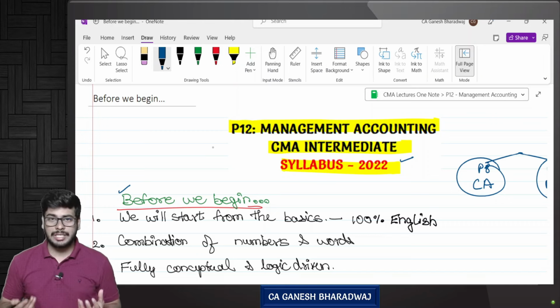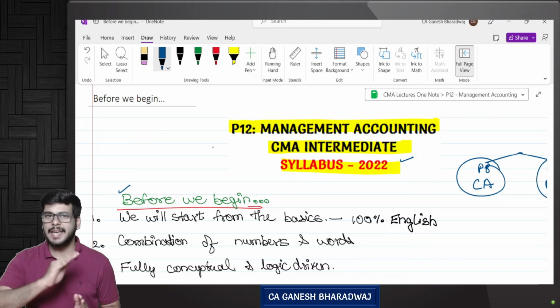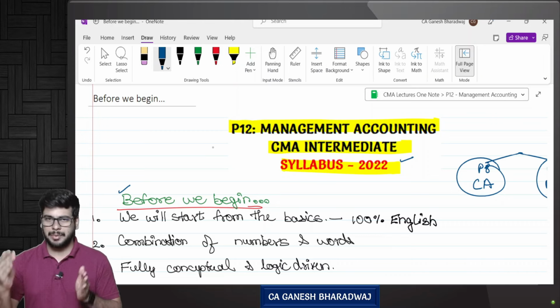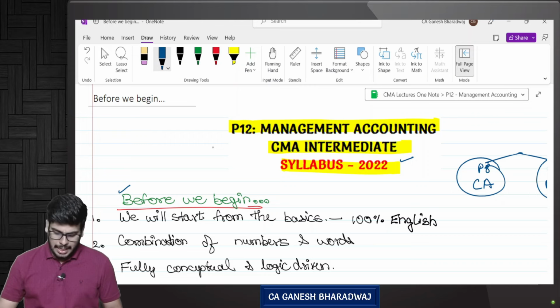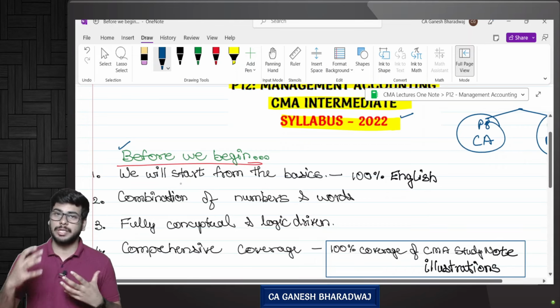Now, of course, the name of the course itself is CMA, cost and management accounting. So obviously they have realized the importance of management accounting, and this has been kept as a separate new paper, which is paper number 12. That is the last paper in your CMA intermediate course. Clear with this? Yes.